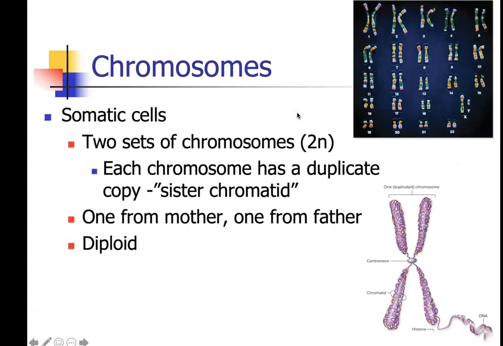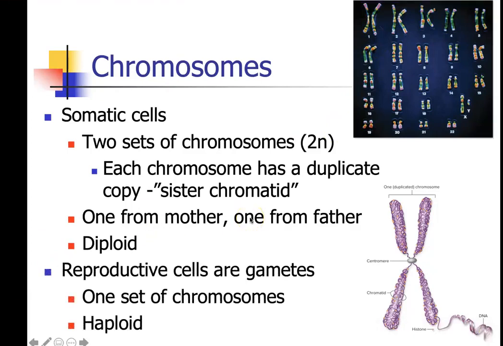Okay, so to remind you that chromosomes in humans, in our somatic cells, our body cells, we have two sets of chromosomes. They're called diploids, so 2N, and this is because each chromosome has a duplicate copy, okay? So if we look at, for example, chromosome number 1, you have 2 copies of chromosome number 1, you have 2 copies of chromosome number 2. You inherited 1 from the sperm that made you and 1 from the egg that made you. This makes you a diploid.